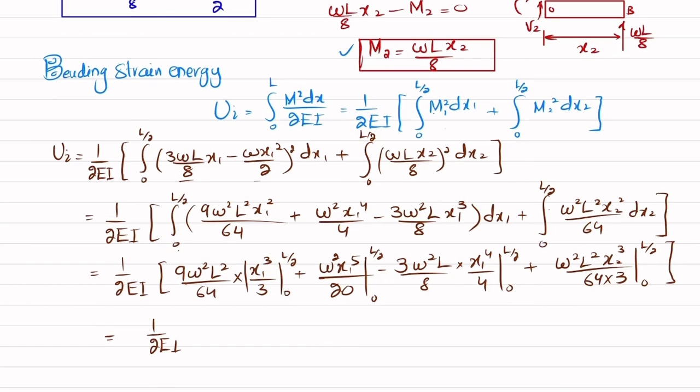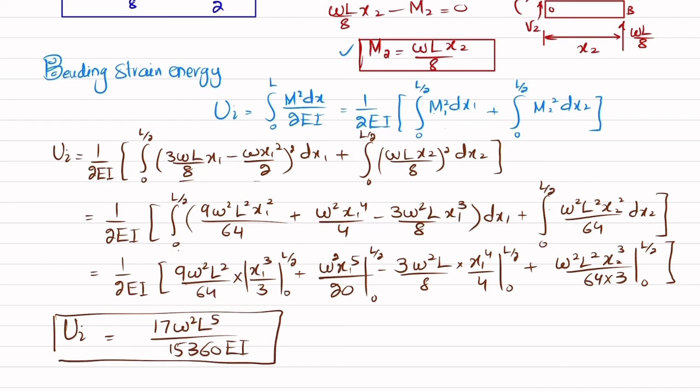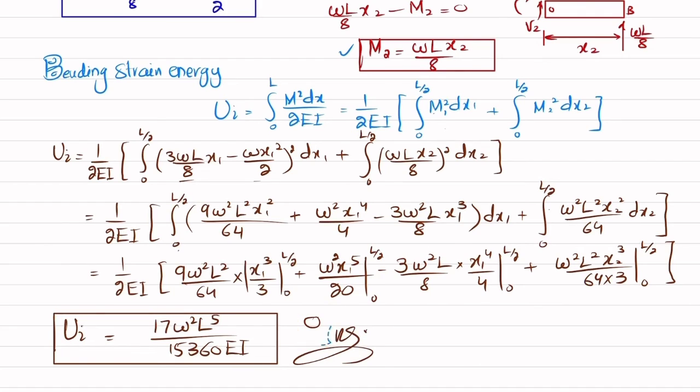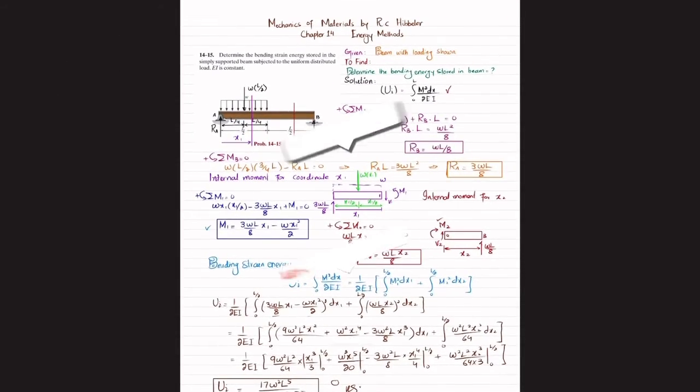So you will get 1 over 2EI into, okay, if you simplify it all, the final value will be equal to 17w squared L^5 over 15360 EI. So this is the amount of strain energy that is stored due to bending, or it is also known as bending strain energy. And that was all about this problem 14-15.